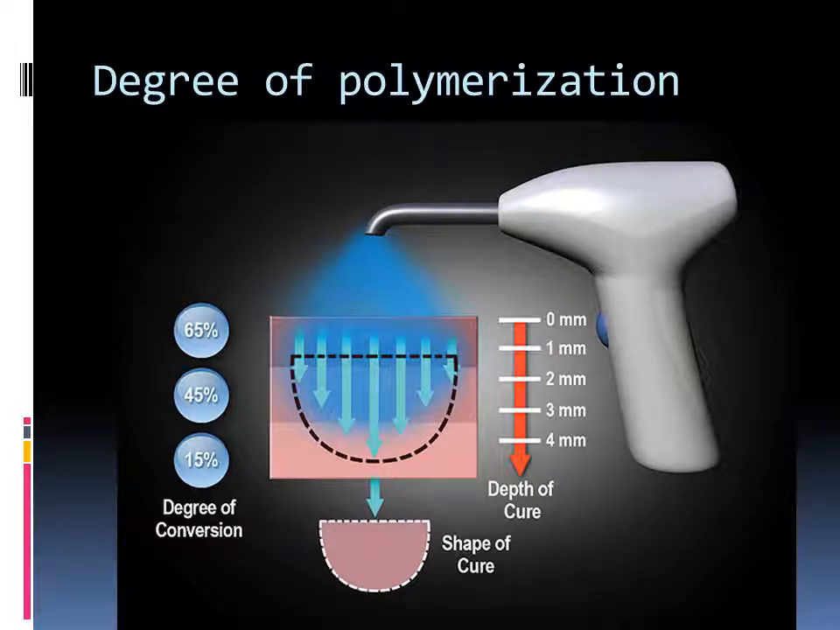Now, this is a pictorial representation of the degree of polymerization. As you can see on the right, the depth of cure, or how deep you're going into the cavity, is a major factor for the degree of conversion. Initially, up till 1 millimeter, the degree of conversion or the amount of polymerization is 65%. Then moving deeper, it decreases to 45%, and at even lower than 4 millimeters, it decreases to 15%.